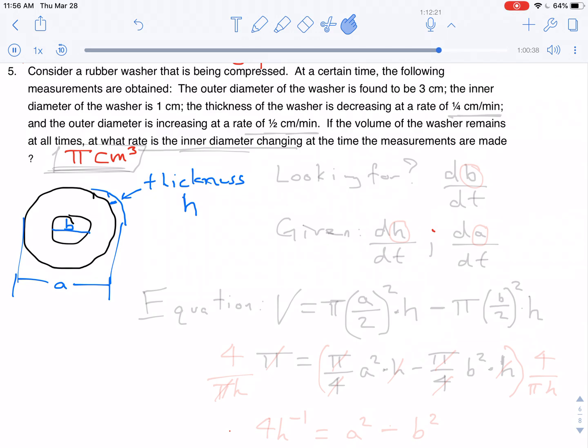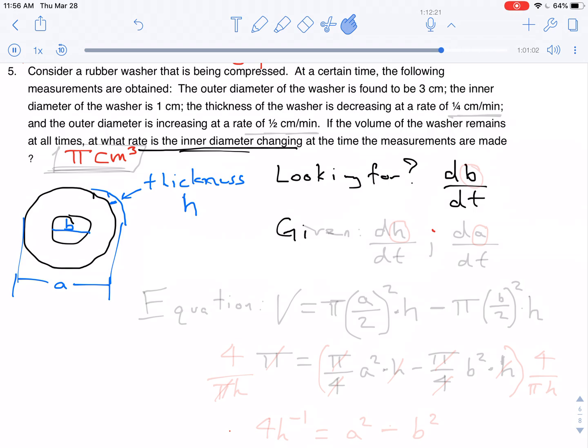So here we go. We're looking for what rate? What rate am I looking for? The volume of the washer remains constant. At what rate is the inner diameter changing? We're looking at the inner diameter. That is dB/dt for my inner diameter.